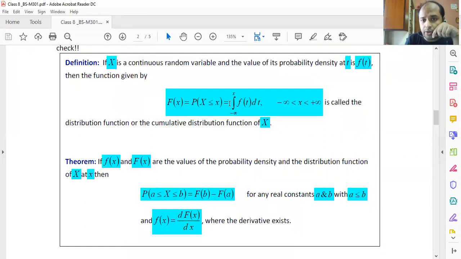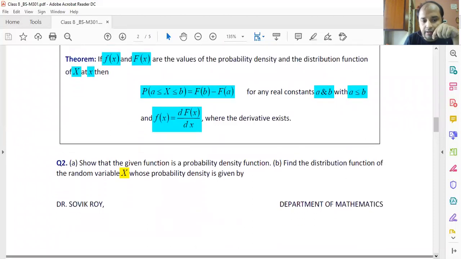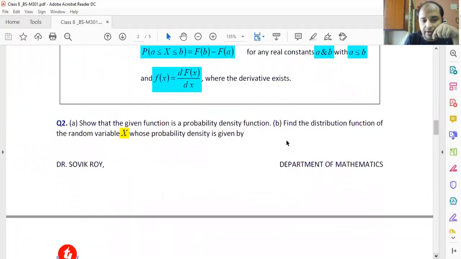So these are the 2 definitions which are very important. I am going to show you an example on the basis of this definition. Let me skip this particular theorem for the time being from today's class. I am going to show you next a problem with respect to this definition. I am going to find the distribution function corresponding to a given probability density function. So my problem is, show that the given function is a probability density function, and find the distribution function of the random variable.